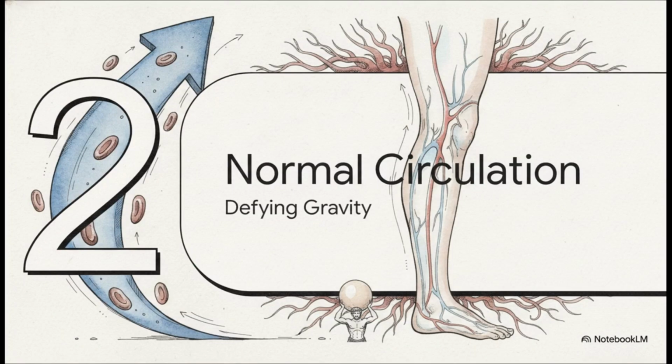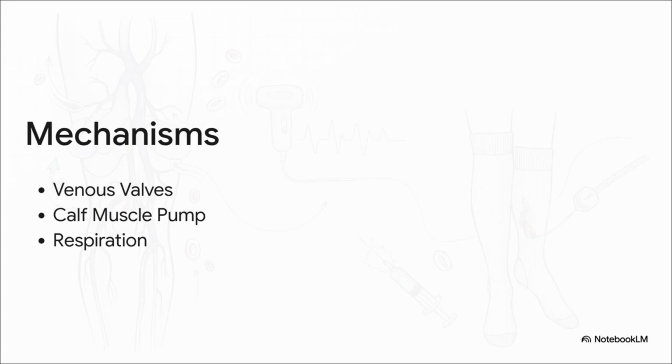Section 2. Normal circulation. Defying gravity. This whole process is literally a story of fighting physics. Unlike your arteries, which have the powerful beating heart pushing blood downward, your leg veins have to push blood upward. They're fighting gravity every inch of the way.